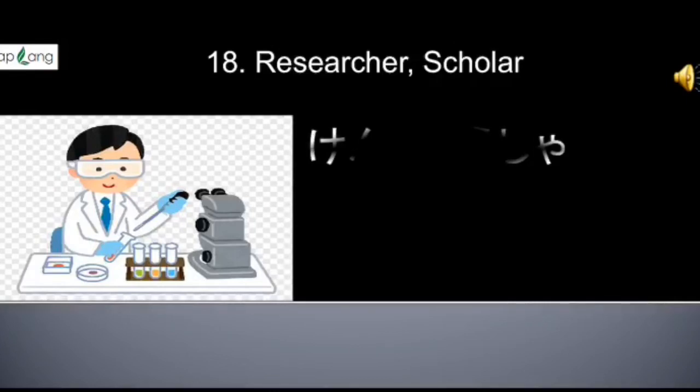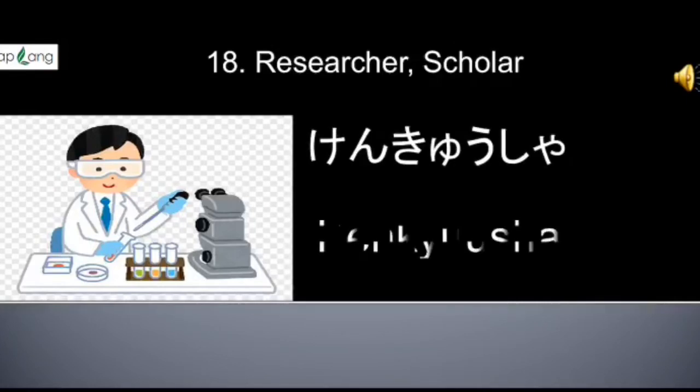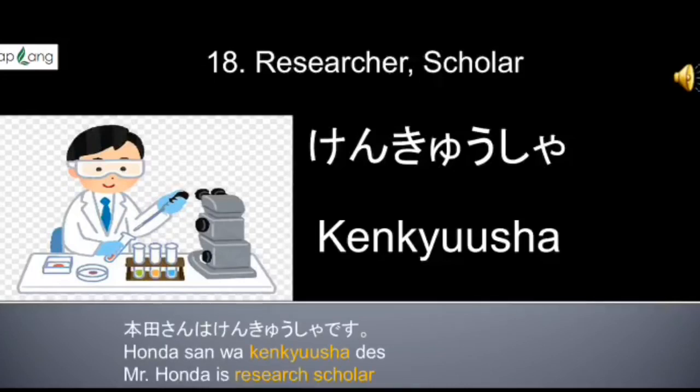Kenkyusha. Alright. Let's listen to the Japanese sound. 研究者. Example sentence would be Honda-san wa kenkyusha desu. Mr. Honda is a research scholar or research person. He's doing research and all.